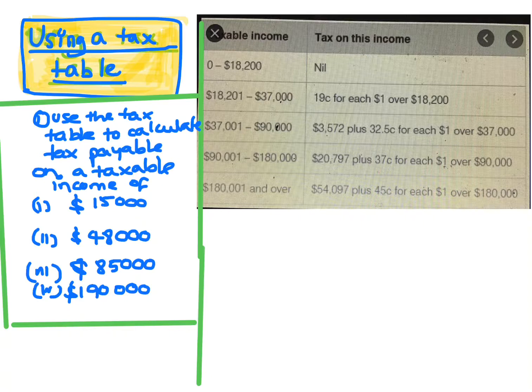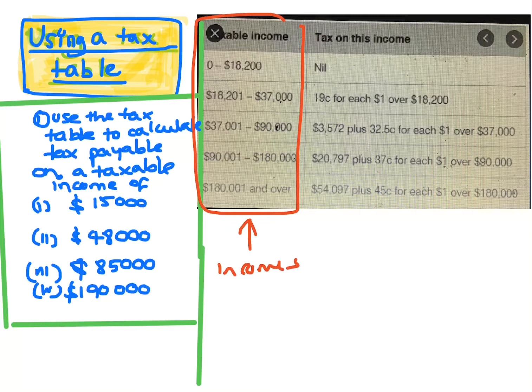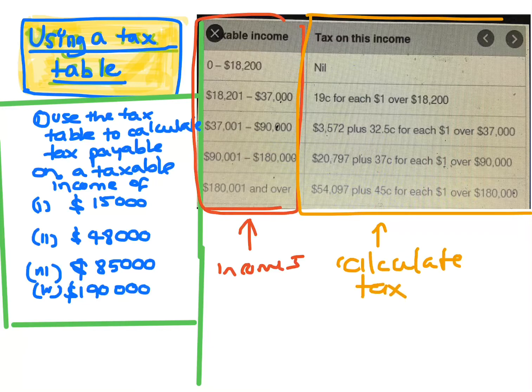Okay. Using a tax table. Alright, so when you look at your tax table, this side here just gives you all the different incomes. So the first thing when you're trying to use a tax table is to work out which income bracket your income fits into. And then on the other side, this side here, is basically your calculations, or how you calculate your tax. So that's basically how you calculate your tax.